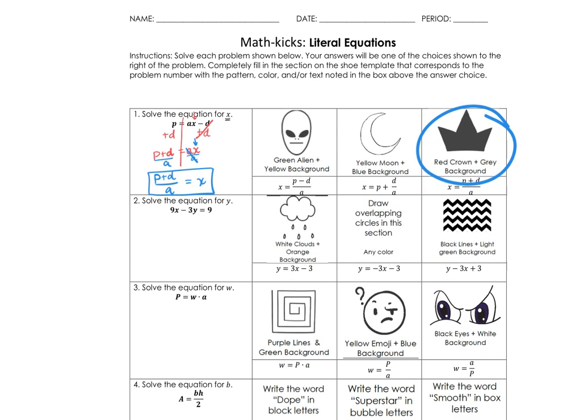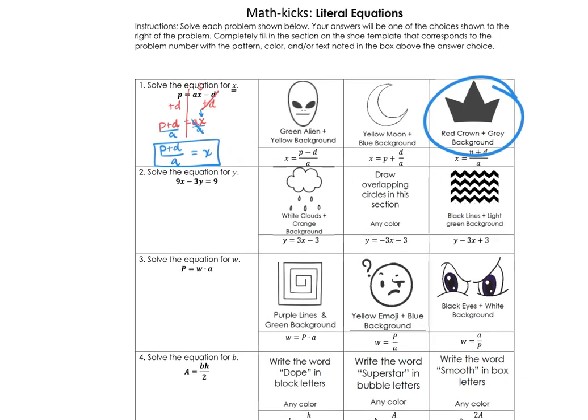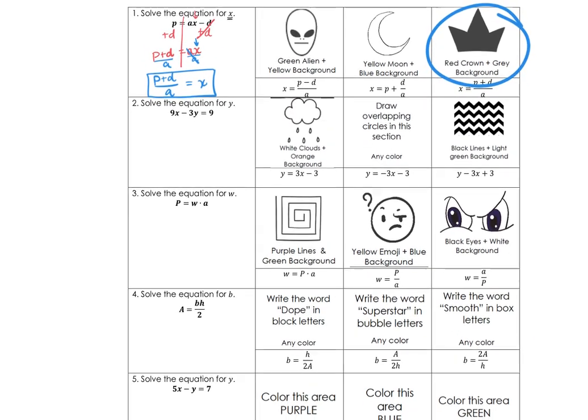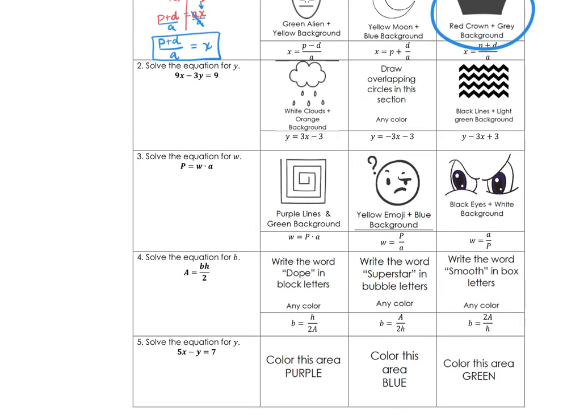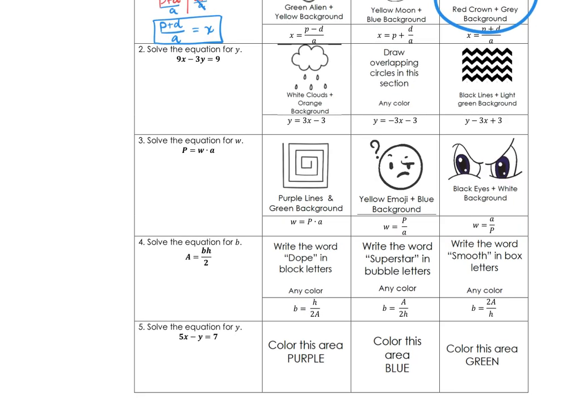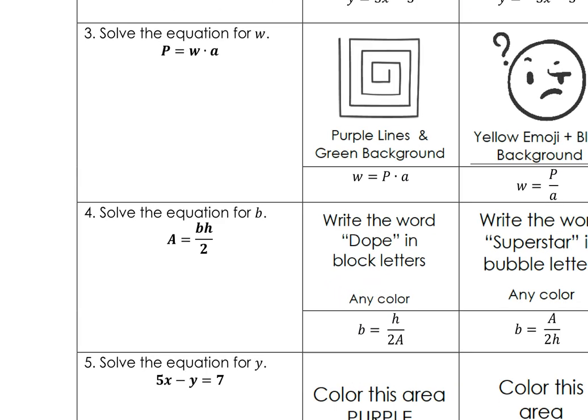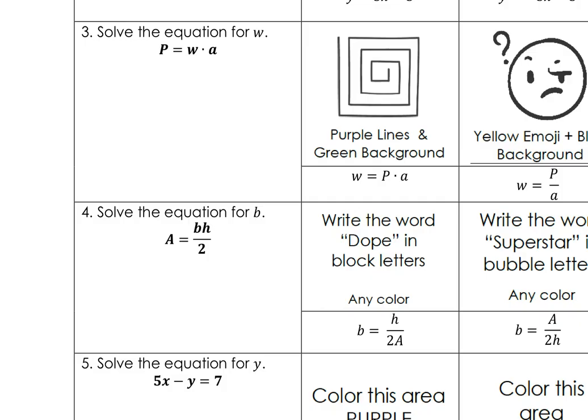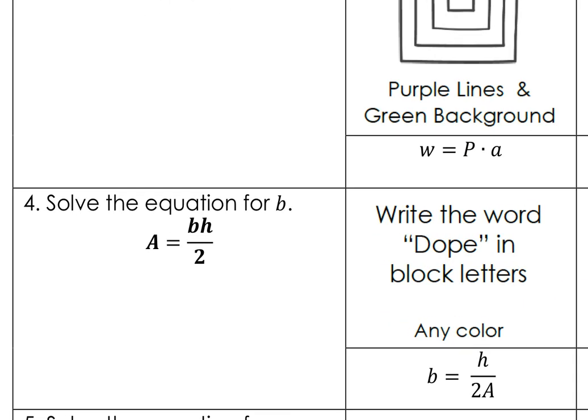All right, number 2 looks a lot like ones on your notes. Number 3 is pretty easy too. Let's do 4. So A is equal to B times H divided by 2, and we are solving for B.